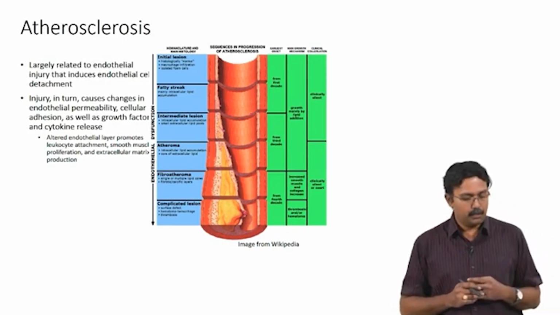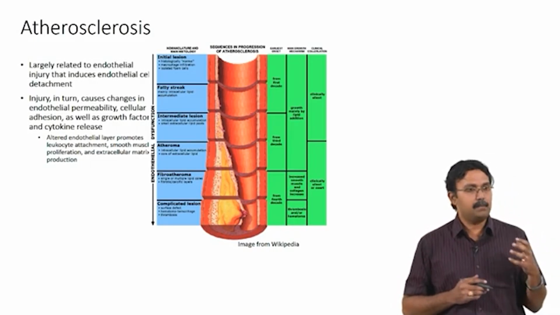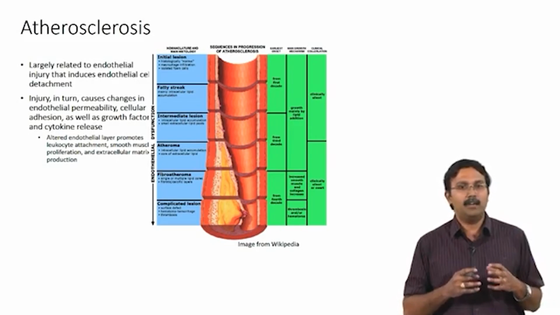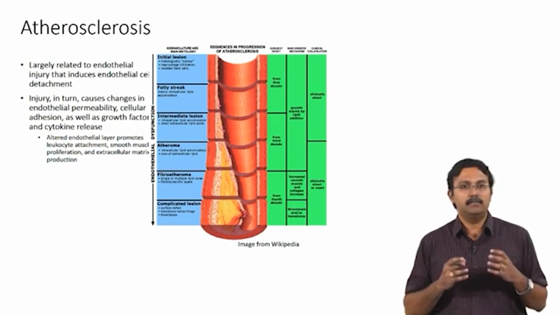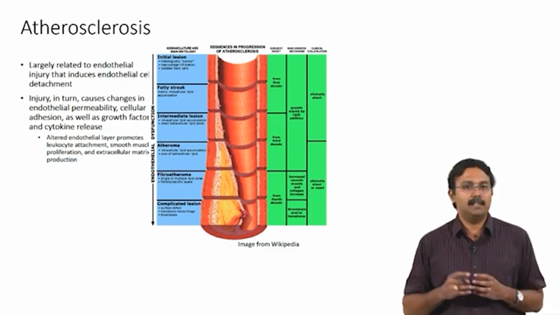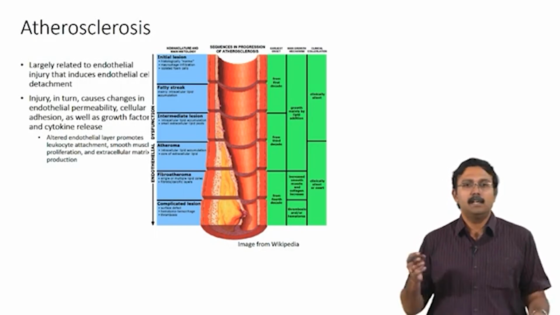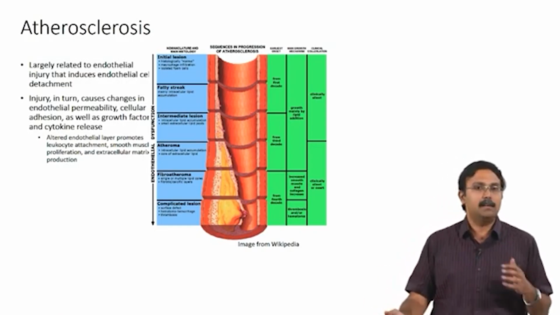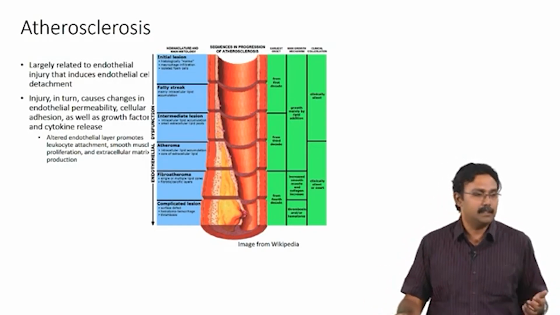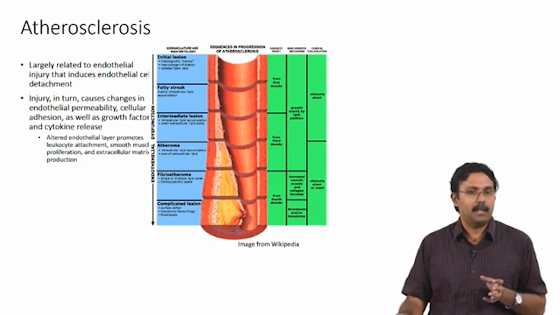Okay. So, atherosclerosis has been identified to have a lot of correlation with endothelial dysfunction, and when there is endothelial damage, what happens is endothelial permeability changes, and cellular adhesion also changes. So, you have more fibroblasts and smooth muscle cells adhering there, causing this kind of a plaque deposition.